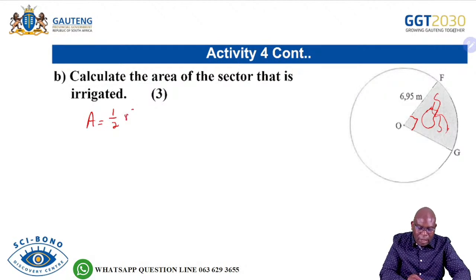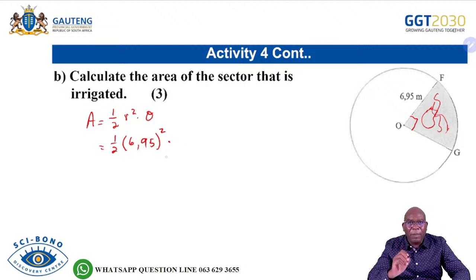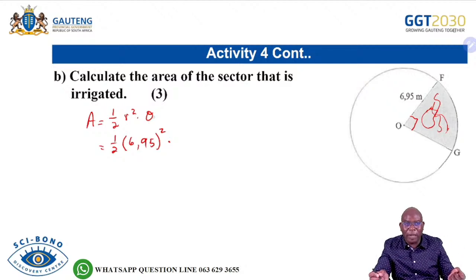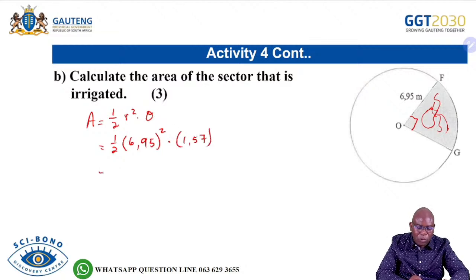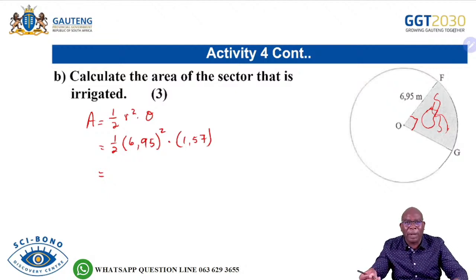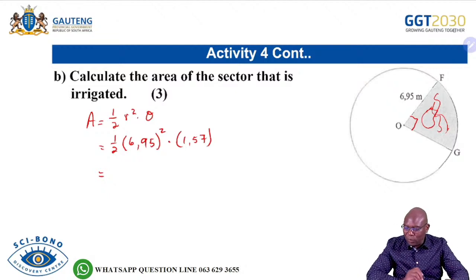So I'm going to use half r squared multiplied by the angle, because I have the angle and I have the radius. So I'm going to have half of my radius, 6.95, all squared, multiplied by the angle, which is 90 degrees. But remember, this angle must be in radians. I already know the radians. Can you see how we use whatever we got previously? I already have the radians, which is 1.57. So now I don't need to say 90 multiplied by, I've already done that. Then what do I get?